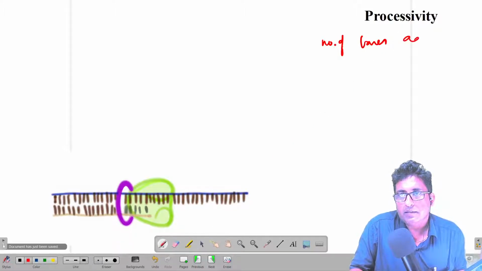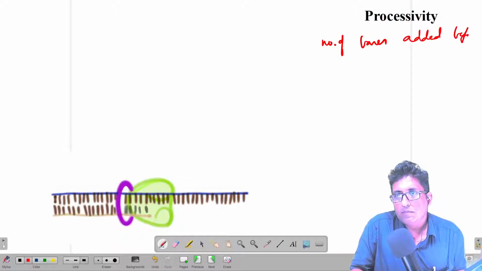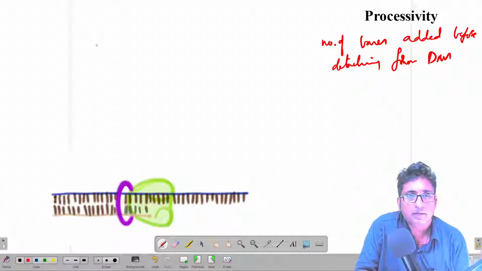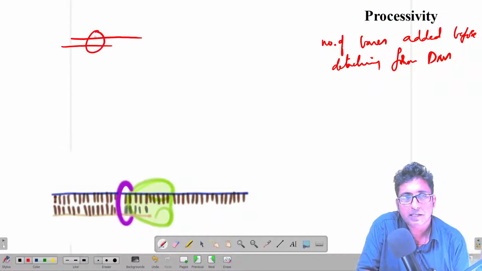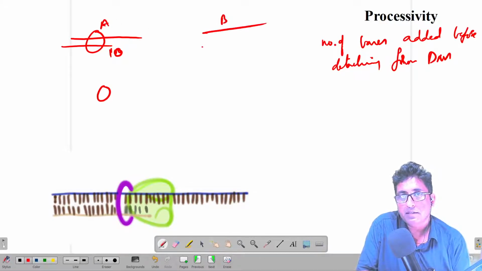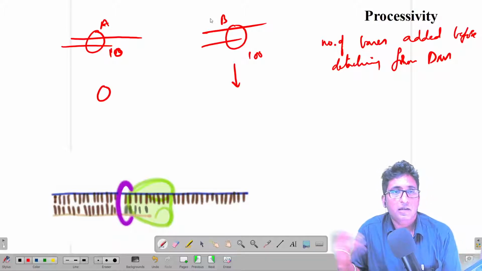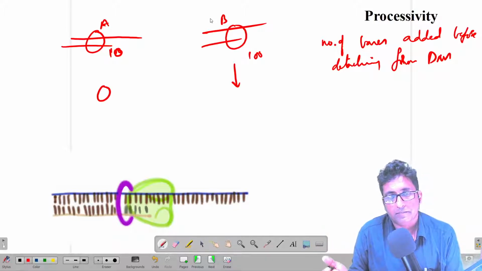Number of bases added before detaching from DNA. Okay, so if there is a DNA molecule and there is an enzyme, say enzyme A, it adds about 10 bases and dissociates, compared to another enzyme, say enzyme B, which adds about 100 bases before it detaches. Then you can say that B has high processivity compared to A.